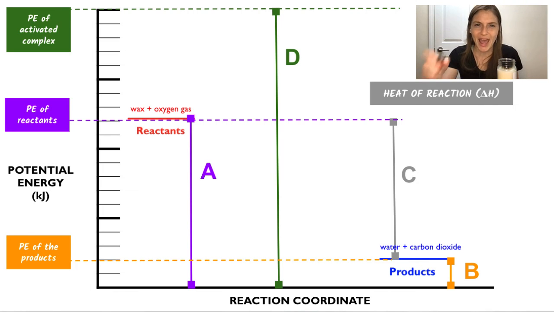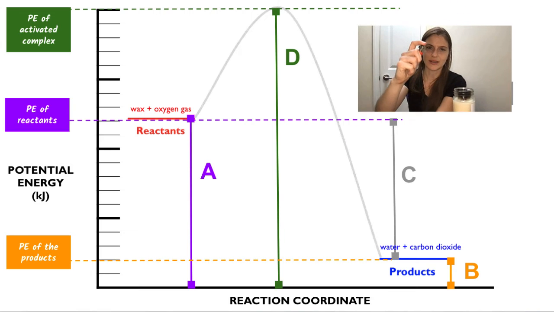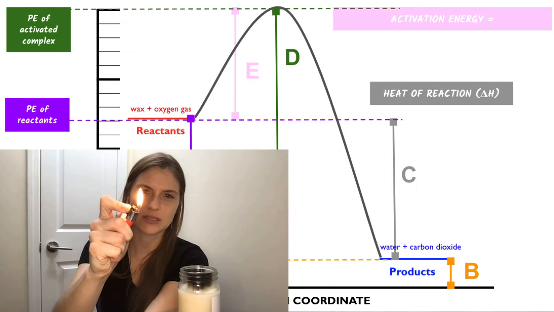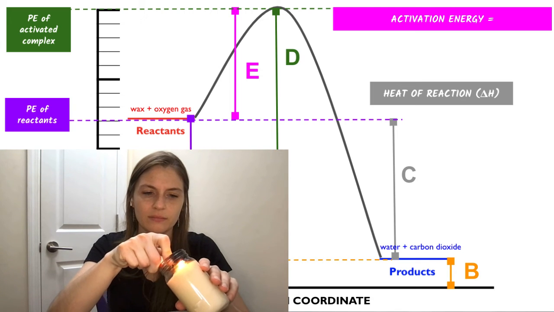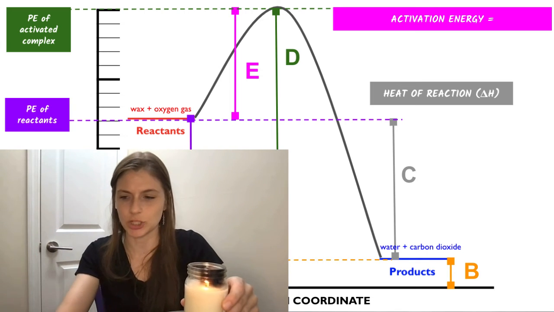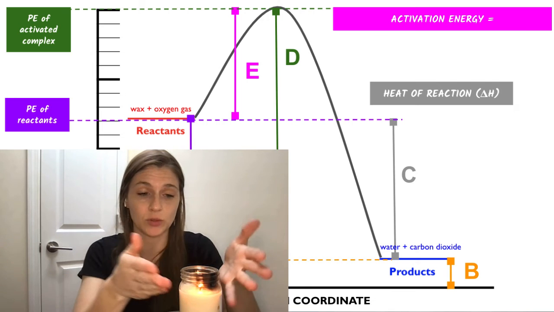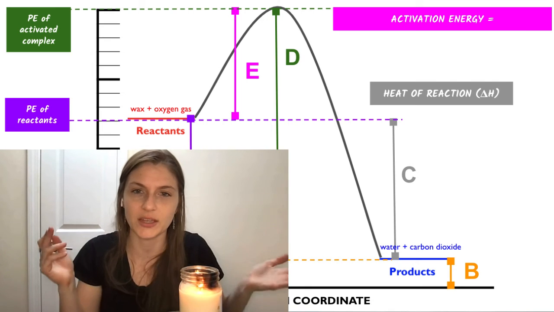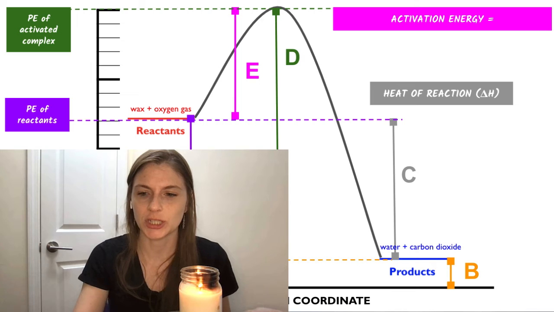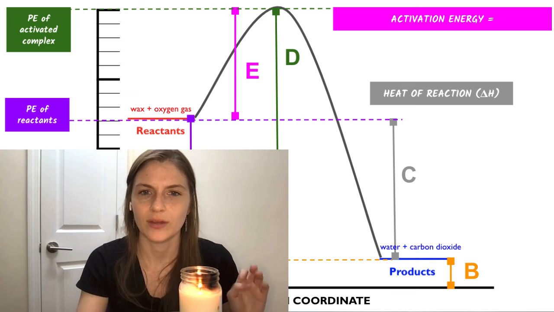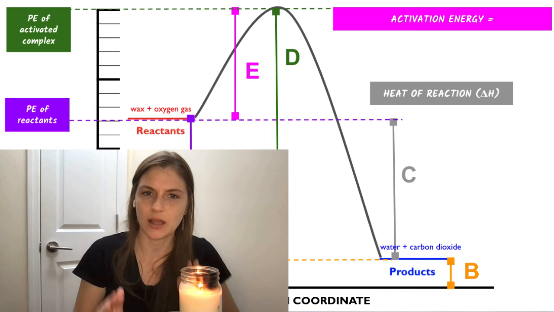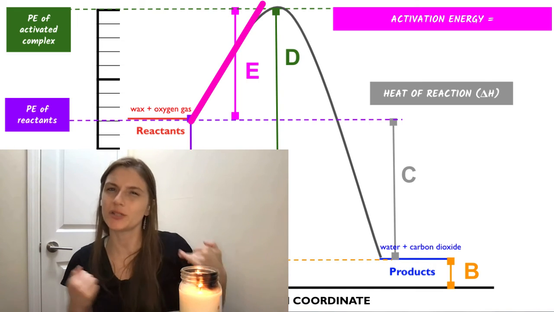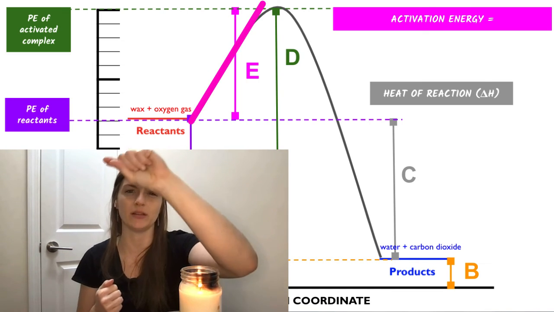So my activation energy, when I go ahead and light this candle, the heat from the lighter is going to provide energy to start the reaction between the wax and the oxygen in the air around the candle. That activation energy we can think of as the source of energy to get us up that initial hill. Notice on the potential energy diagram, there's an initial hill there.